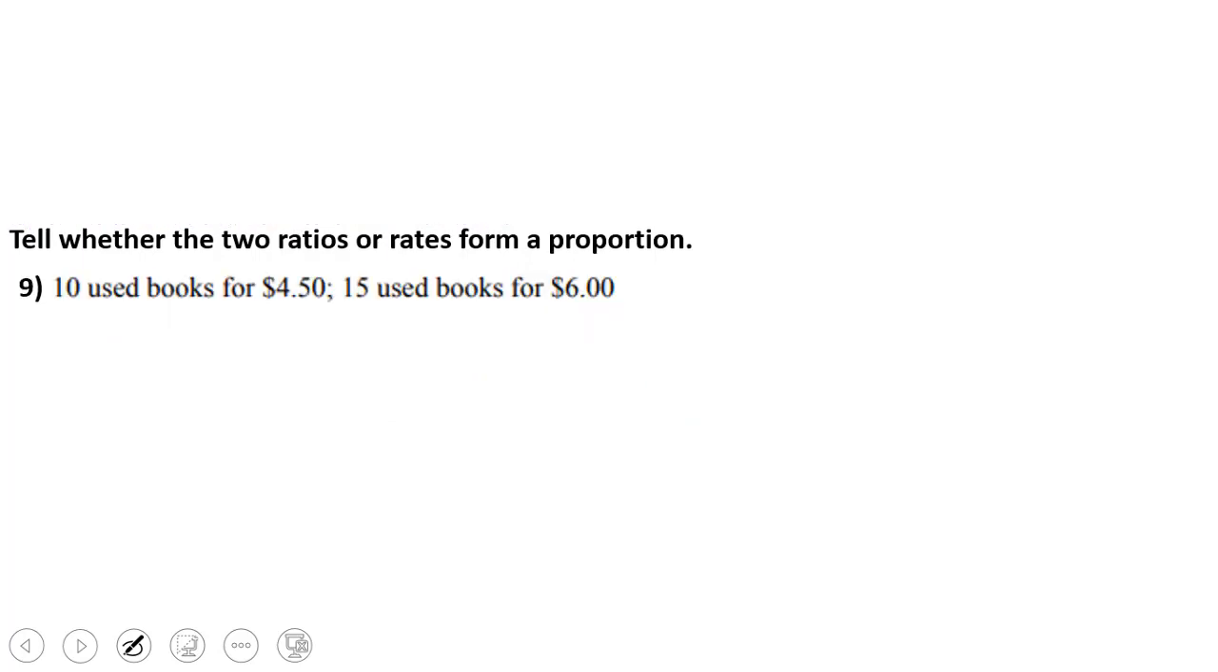Again, telling whether the ratios or the rates form a proportion. I have 10 used books for $4.50 and 15 used books for $6. So now I'm going to write my two ratios, 10 to $4.50.